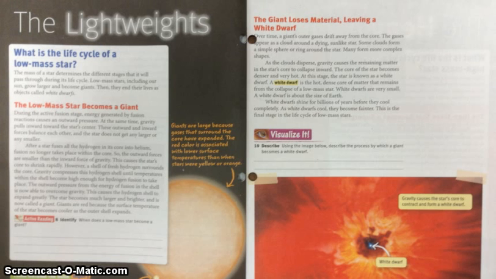The mass of a star determines the different stages that it will pass through during its life cycle. Low-mass stars, including our Sun, grow larger and become giants. Then they end their lives as objects called white dwarfs.